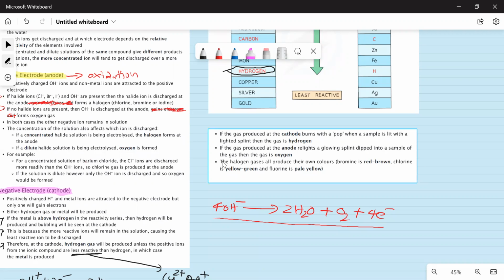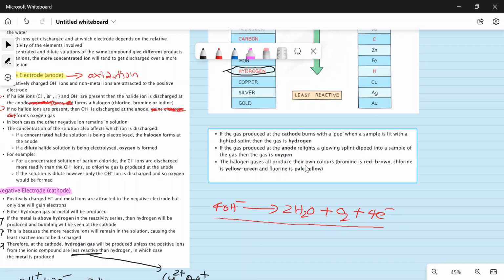So it says: if the gas is produced at the cathode and it burns with a squeaky pop sound, that gas will be hydrogen gas. You know the hydrogen gas identification test. And when a glowing splint relights, the gas produced will be oxygen gas, because those are the two identification tests for each gas.